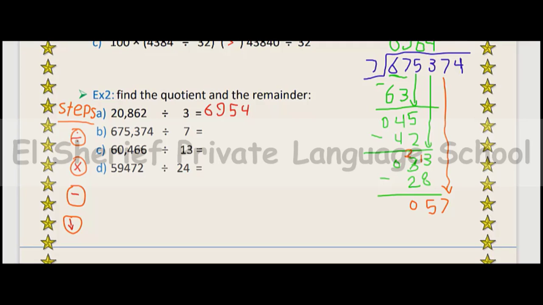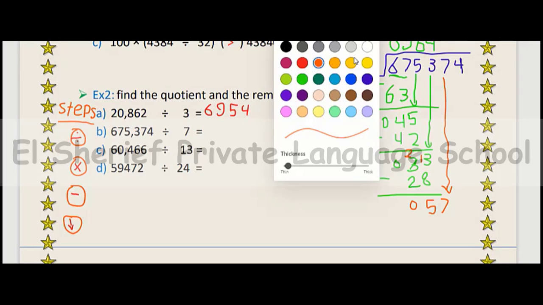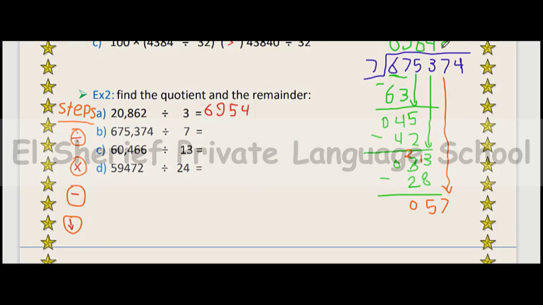So we will choose what? 8. Excellent, we will choose 8 because 8 times 7 equal what? 8 times 7 equal 56.